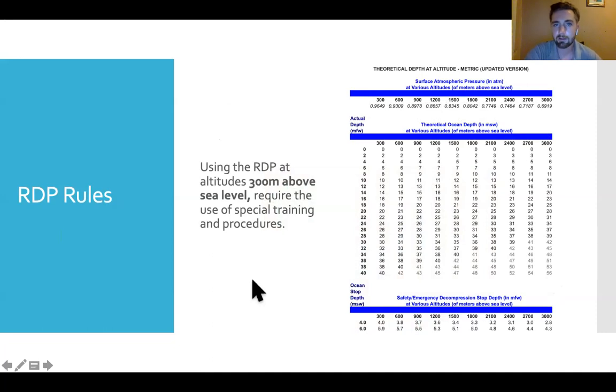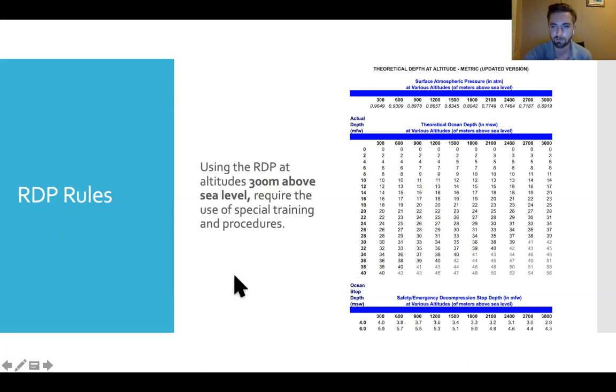And if we do any altitude diving, the RDP is calculated assuming that we're going to surface at sea level. So if we're surfacing up a mountain somewhere, if we're diving in lakes in, I don't know, the Alps or something like that, we don't have a full atmosphere of pressure on our head when we reach the surface. So nitrogen could come out of our tissues at a quicker rate than we were hoping.